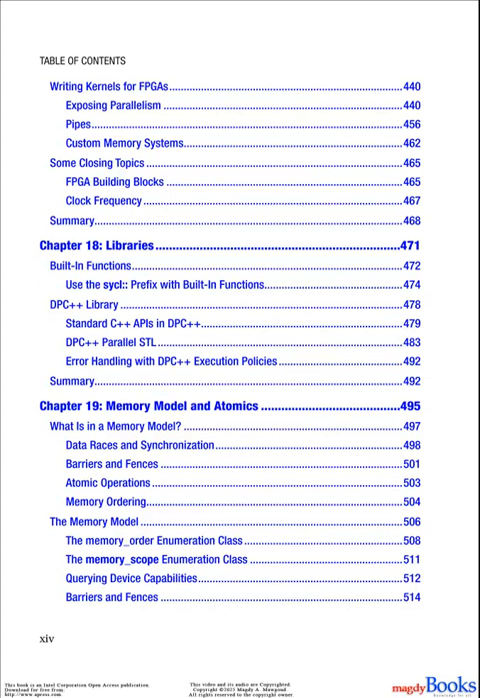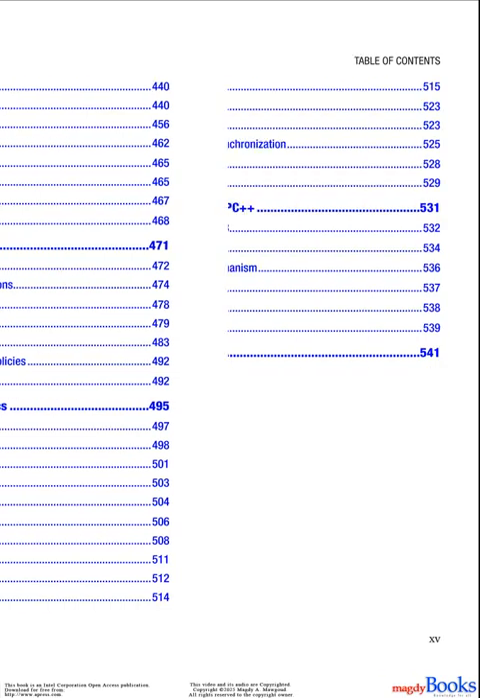What is in a memory model? Data races and synchronization, barriers and fences, atomic operations, memory ordering, the memory model, the memory_order enumeration class, the memory_scope enumeration class, querying device capabilities, barriers and fences.